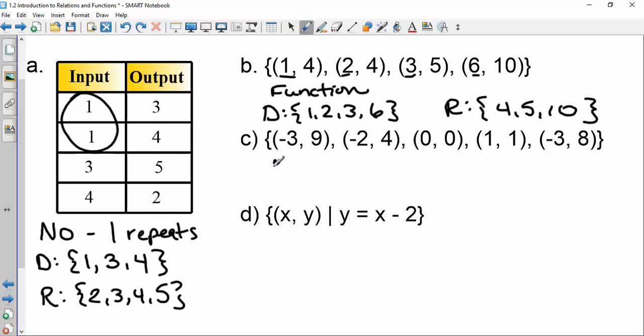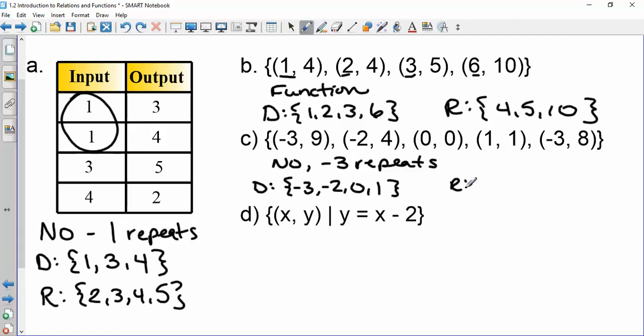C. Domain, and the range, the y values. 0, 1, 4, 8, 9. Okay, so if we're looking at a table or a set of ordered pairs, it's not too bad. D is written a little bit different.